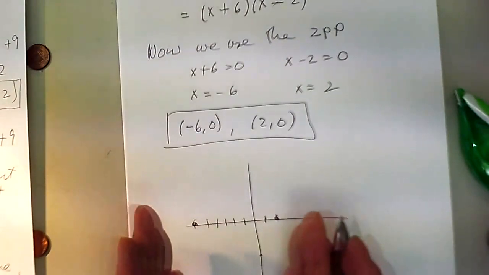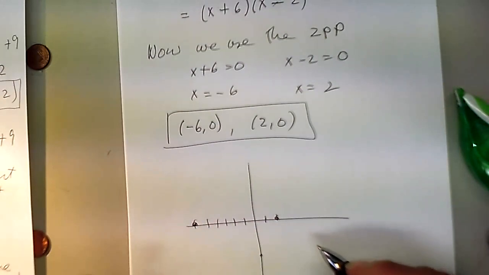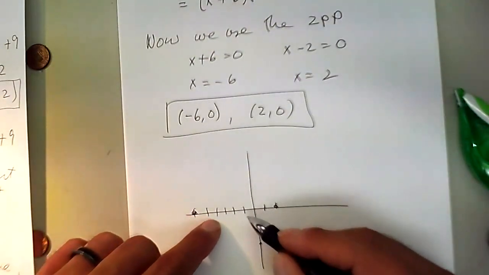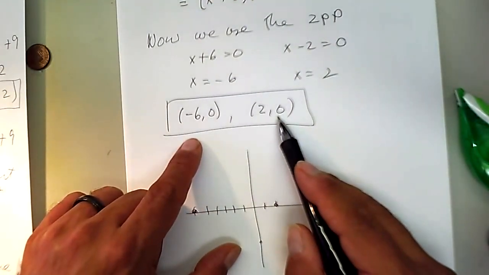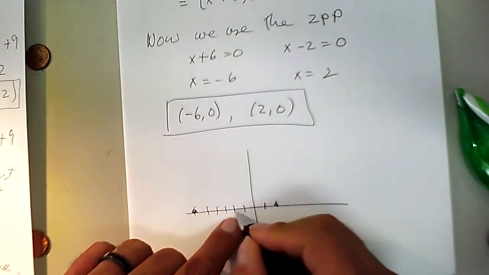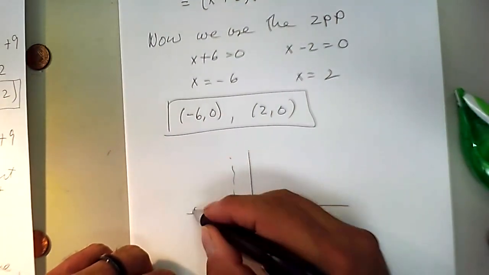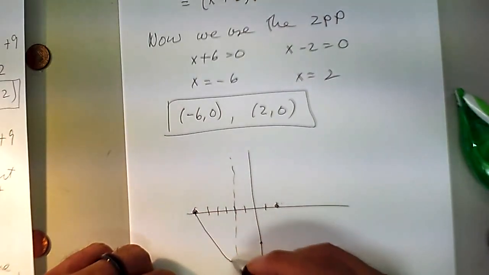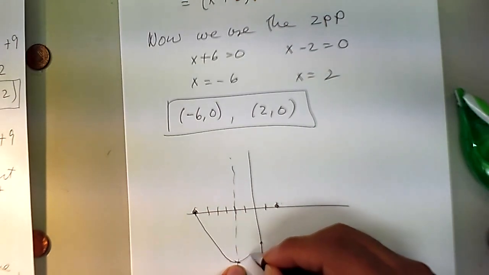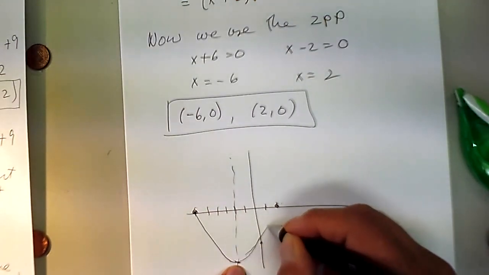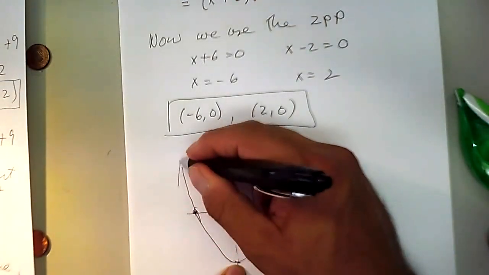Now, parabolas are symmetric. Vertical parabolas are symmetric. So that means that the center of the parabola, or the axis of symmetry, is going to be between negative 6 and 2. So that is at negative 2. So here's where we have the center of symmetry. And so the center, or the bottom of the parabola, is going to be at that negative 2. So we're going to hit the y-axis on our way up. And the parabola continues in both ways.